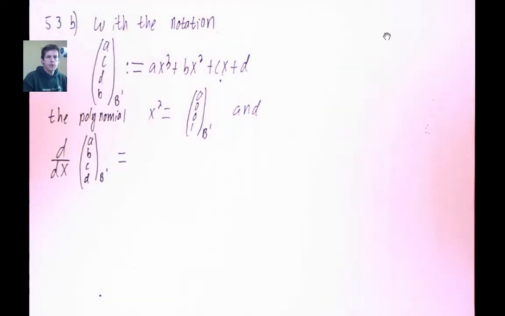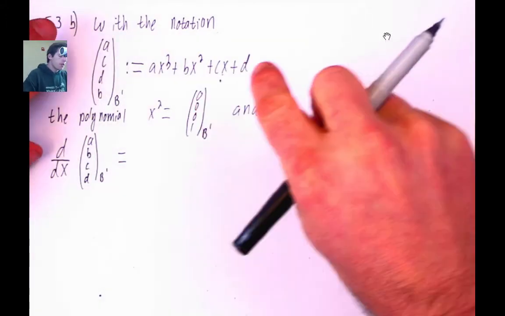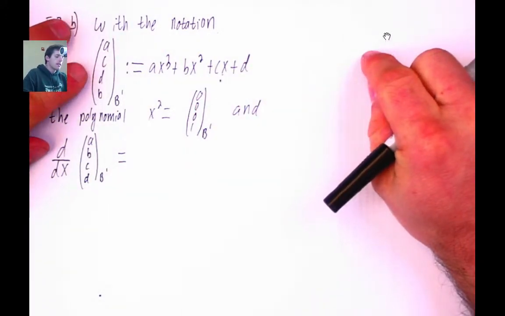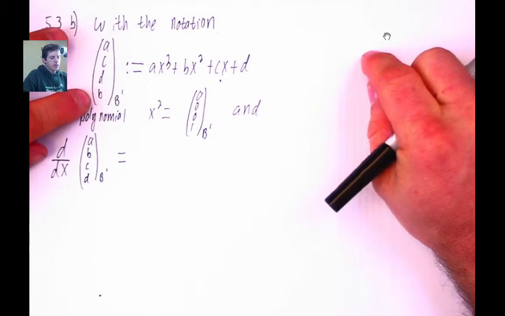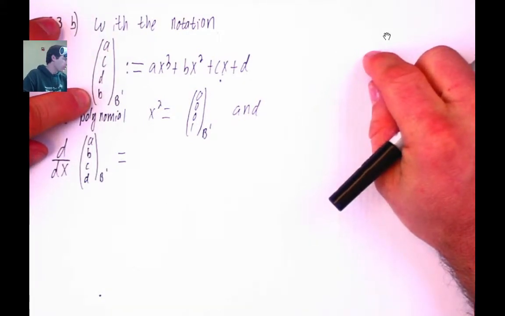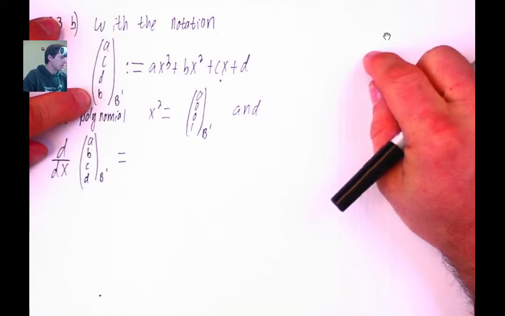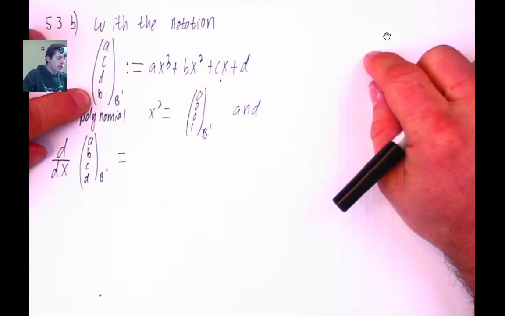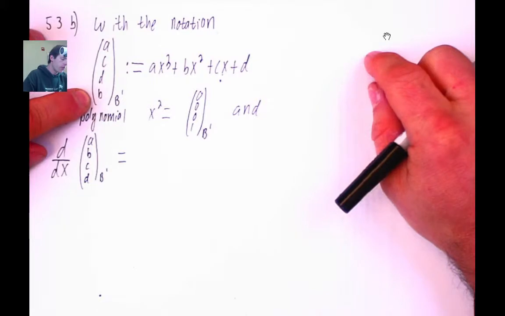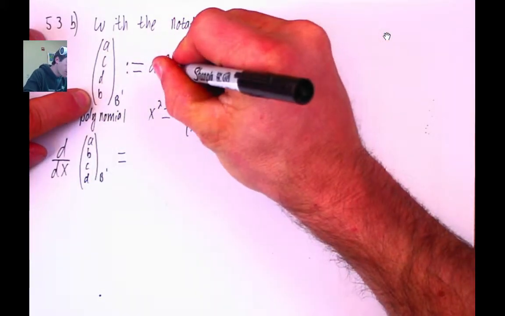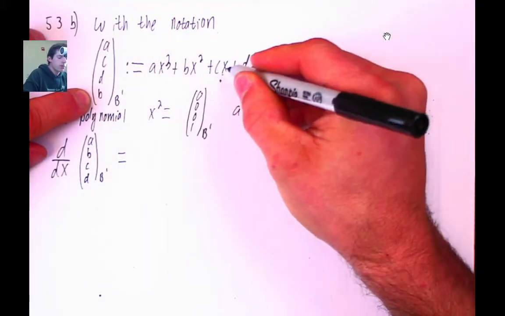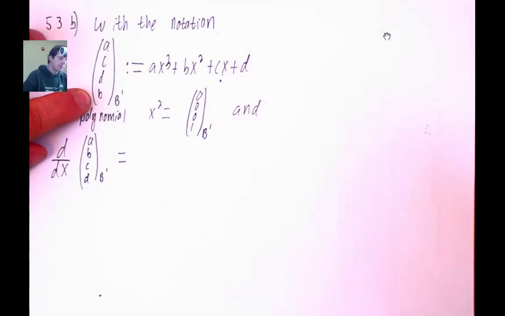All right, I thought I would do 53b because it's usually considered to be a little bit on the tricky side. With the notation that the stack of four numbers A, C, D, B, notice I've changed the order here. They're not in the order A, B, C, D, but this is what is given in 53b. A, C, D, B stands for ax to the third plus bx squared plus cx plus d.